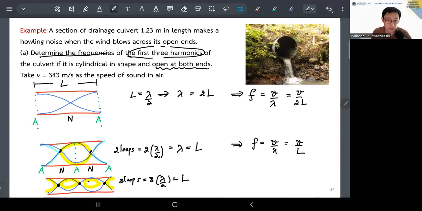So 3 loops are being fed inside this tube. So what you get over here is the lambda is just 2L over 3. And your frequency is just V over lambda. So it's going to be V over 2L. I flip 3 to the top. And that's it. All right, and this process just keeps going and going.